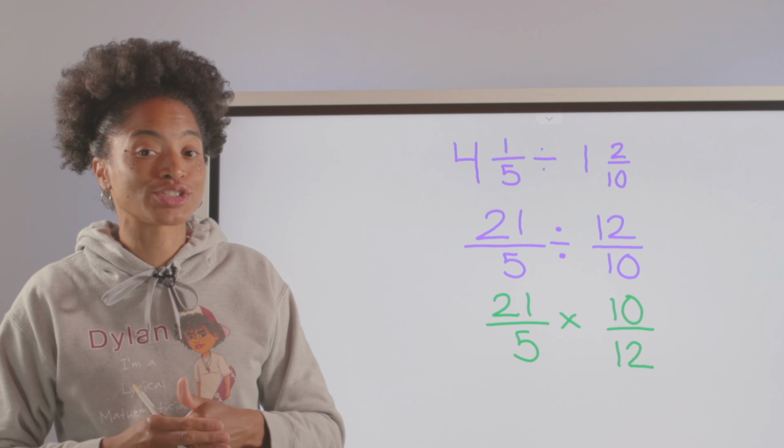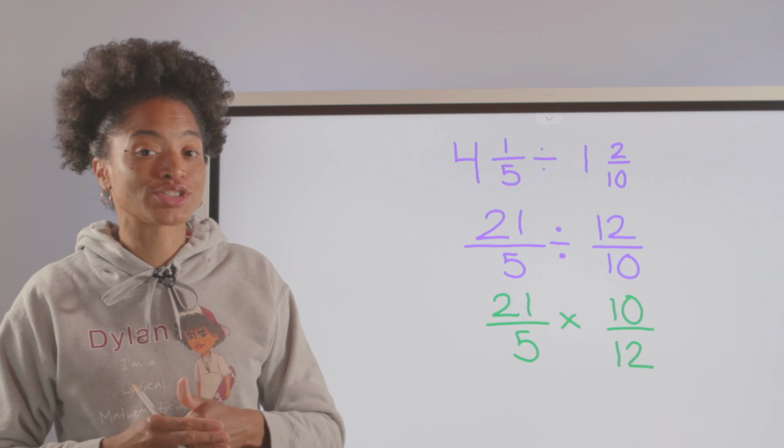Cross divide diagonal numbers by their GCF. Let's take a look at the diagonal numbers. We have 21 diagonal from 12. You see that diagonal? We're looking at the factors of 21 and 12, meaning the numbers that multiply together to give us 21 and the numbers that multiply together to give us 12.